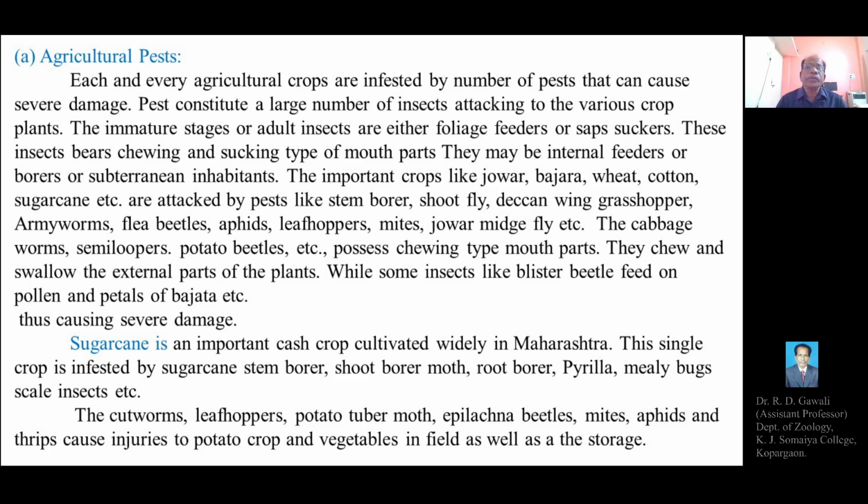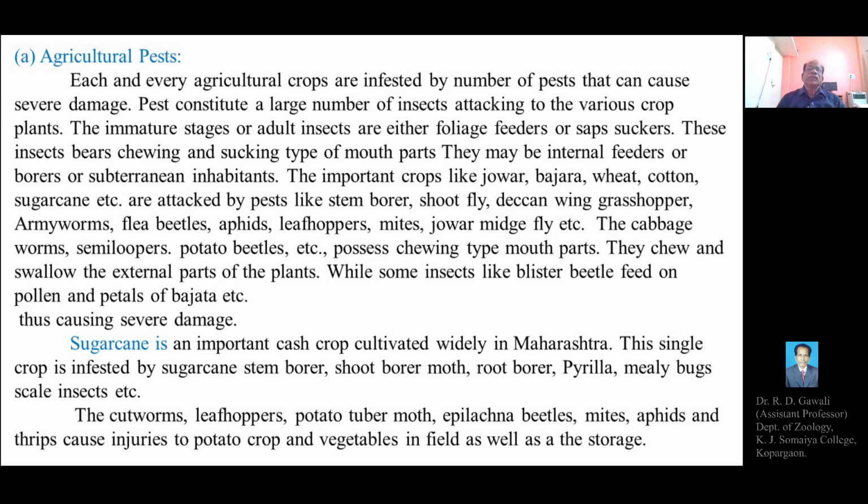The cabbage worms, semi-loopers, potato beetles, etc. serve as worms and possess chewing type of mouth parts. They chew and swallow the external parts of the plants, while some insects like blister beetle feed on the pollen grains or petals of the bajra, etc., and thus cause severe damage.